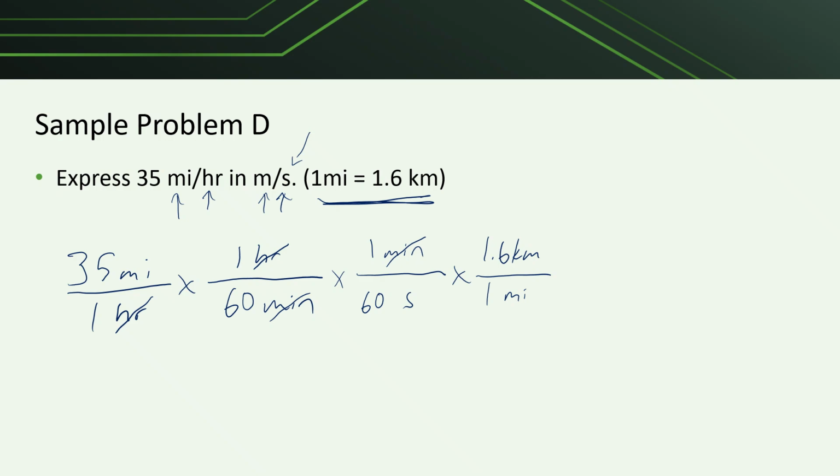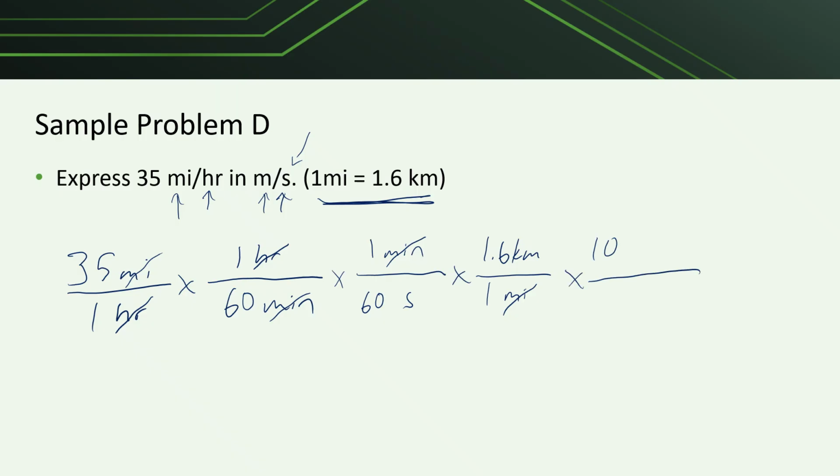So miles can cancel because I had one on the top and one on the bottom. Also, it doesn't matter how many conversion factors away it is. That's quite a ways away, but that's okay. As long as you have one on the top, one on the bottom, they cancel. So if I stop there, I'd have kilometers per second. But I need meters per second.